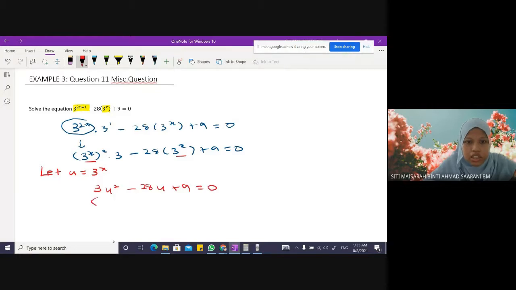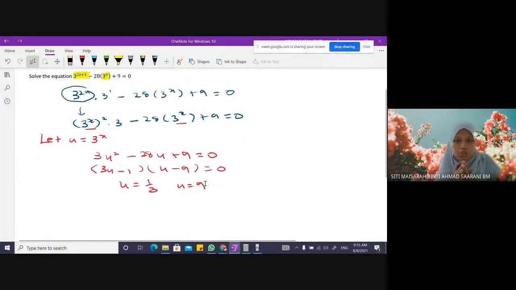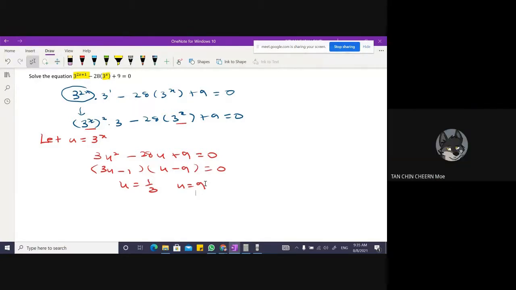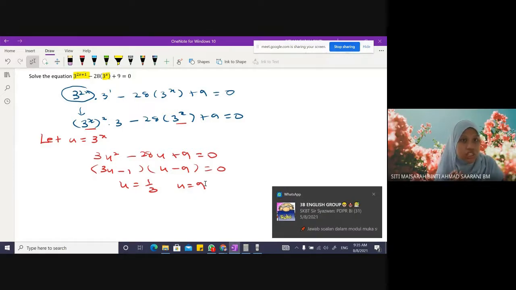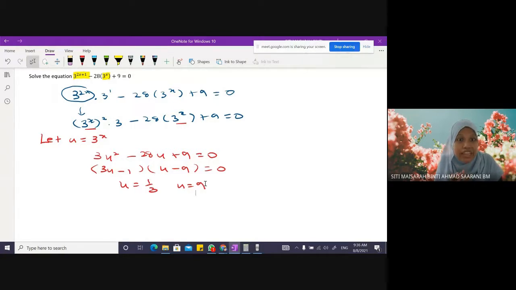Then you need to factorize. You factorize and get 3u minus 1, u minus 9 equals to 0. Then you get u equals 1 over 3, u equals 9. Can we consider this u as the final answer? No. We need to change it since the question is in x. So you need to find x. We need to solve until we get x.